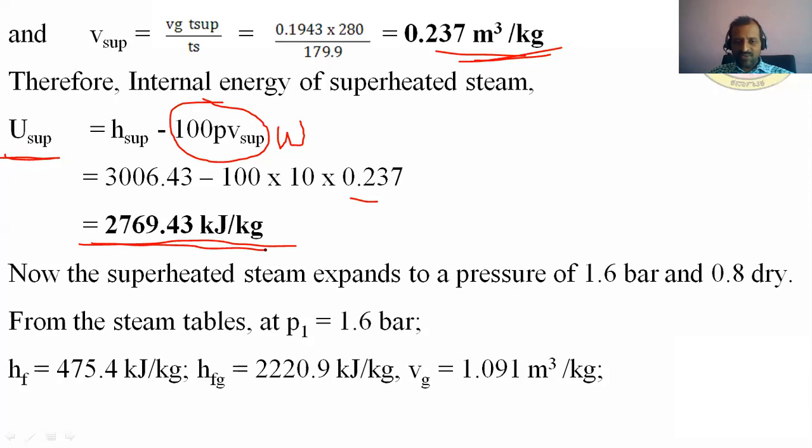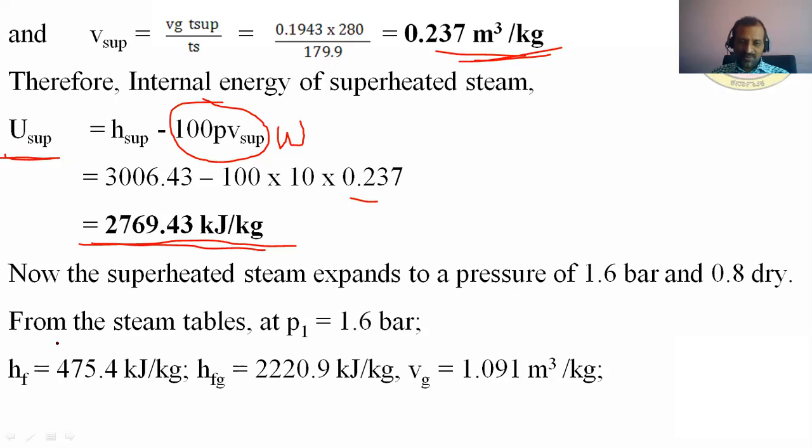So when the steam expands, the pressure reduces, it becomes wet steam. When it is wet steam, how much internal energy is there? So again we need to find the internal energy. If you subtract that from the internal energy calculated now, you will get the change in the internal energy. So now the superheated steam expands to a pressure of 1.6 bar and 0.8 dry.